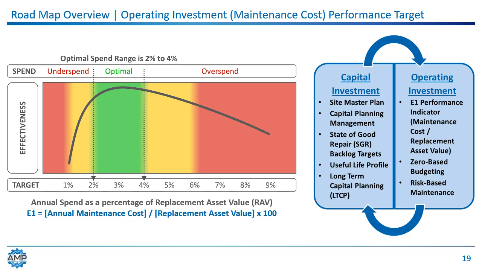This is called the E1 performance indicator. As an example, if an asset cost $100,000, then we would expect to spend between $2,000 and $4,000 per year taking care of the asset. Simple as that.